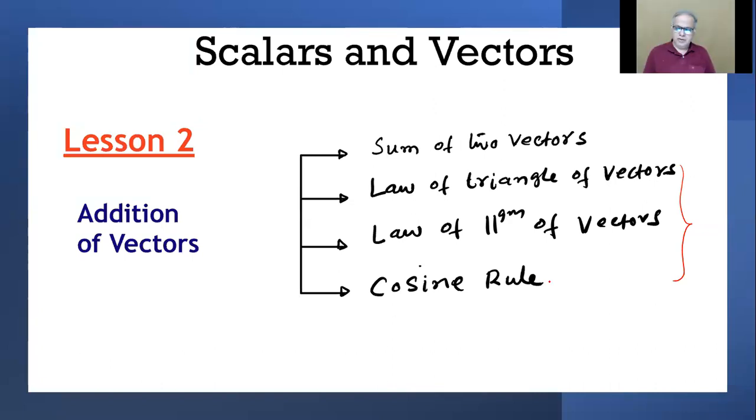Here we'll give an algebra formula. Here we'll construct a parallelogram and tell how to find the resultant or the sum of two vectors. Here we construct only a triangle and tell you how to get the sum of two vectors. But this cosine rule is applicable for this and as well for that. So that will be taken care of in the second lesson.